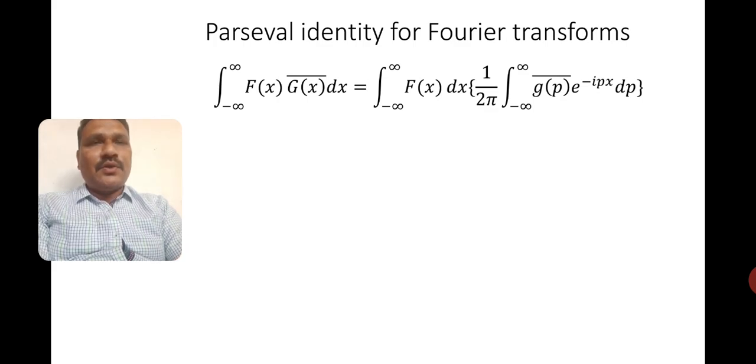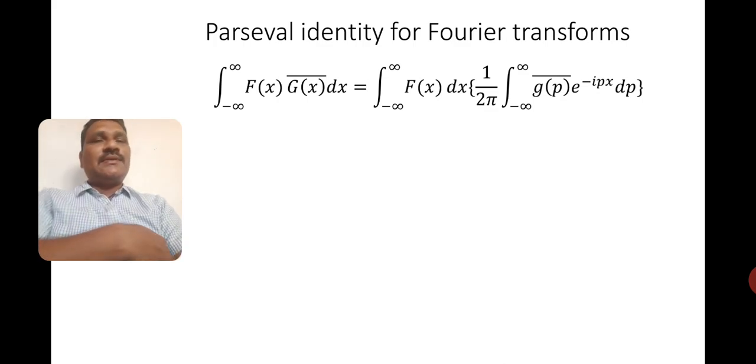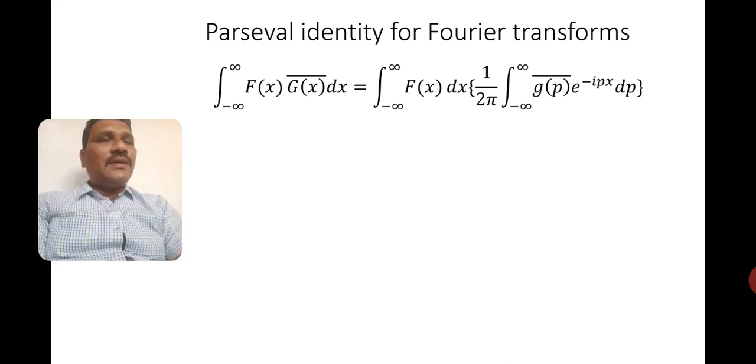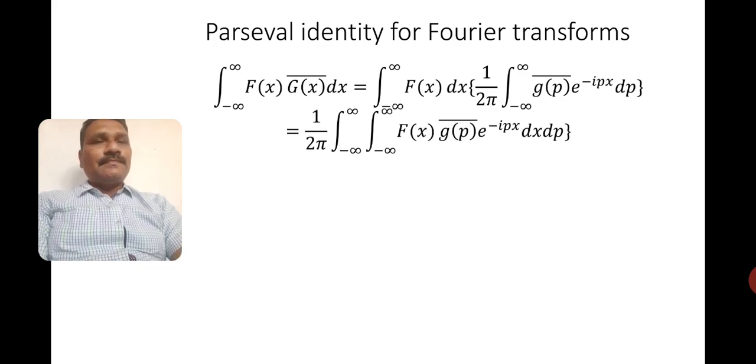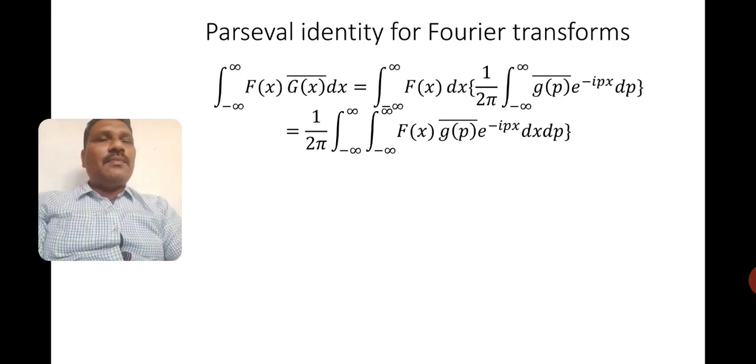Integration minus infinity to plus infinity f of x, g bar of x dx is equal to, both sides I said, minus infinity to plus infinity f of x dx, whatever is there, 1 by 2 pi integral minus infinity to plus infinity g bar of p e to the power minus ipx dp is there, right? 1 by 2 pi you take outside, and the integration I will write as minus infinity to plus infinity, minus infinity to plus infinity, capital F of x g bar of p e to the power ipx dx dp.